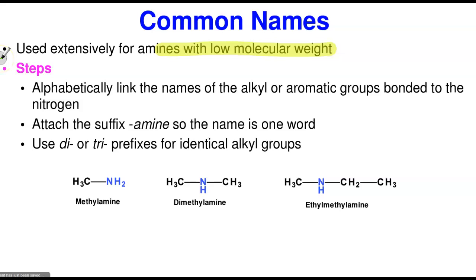Now, what are the steps? The steps are simple. Alphabetically link the names of the alkyl or aromatic groups attached to the nitrogen. You always have a nitrogen that has an attachment of either a hydrogen or a methyl or alkyl group. So alphabetize it and attach the suffix amine so that the name becomes one word. Then you use di, tri, or tetra when identical alkyl groups are attached, meaning there's more than one of them. Two methyl groups, dimethyl. Three methyl groups, trimethyl. That's the difference. Let's run through some examples.